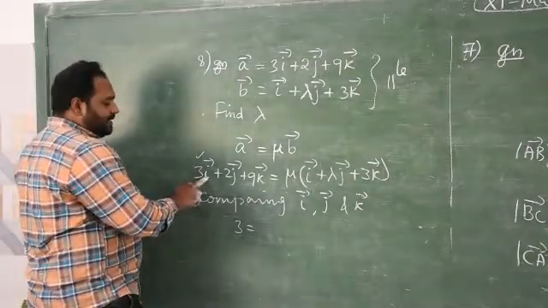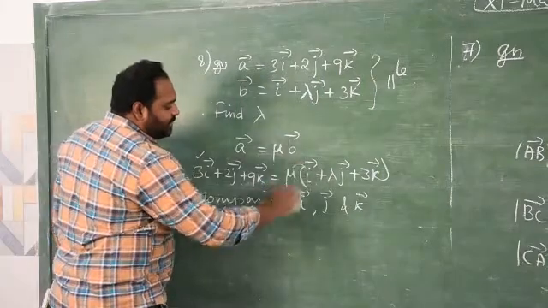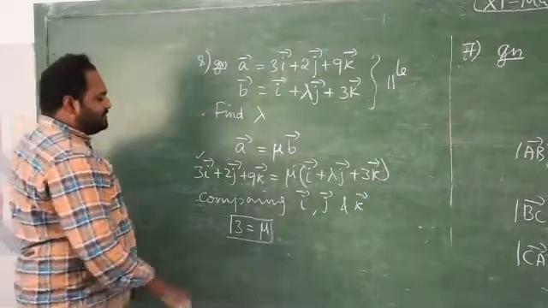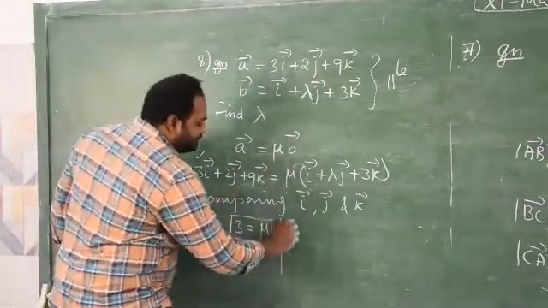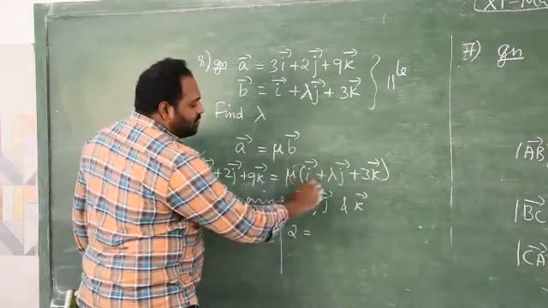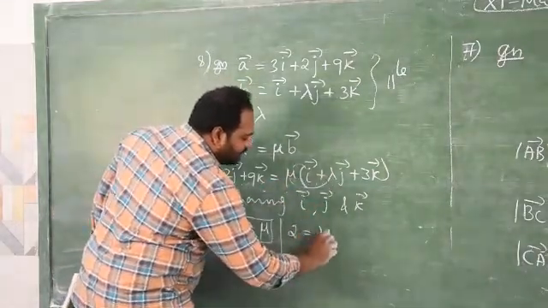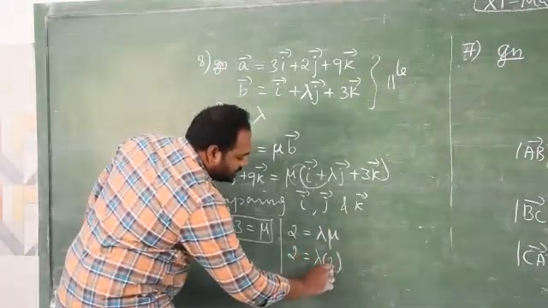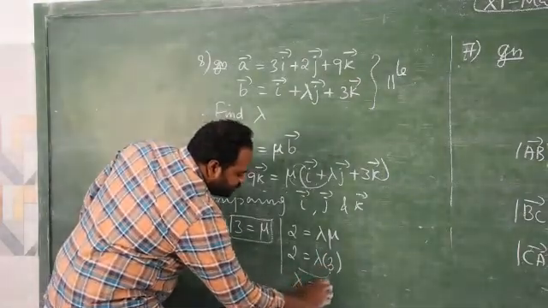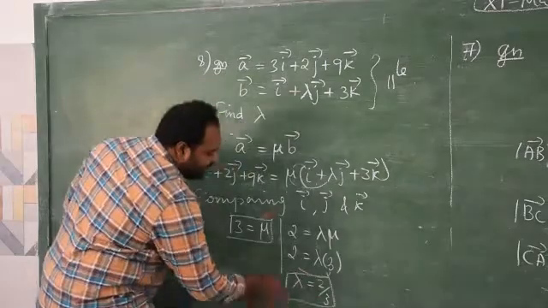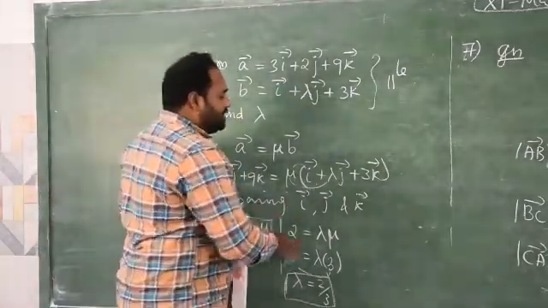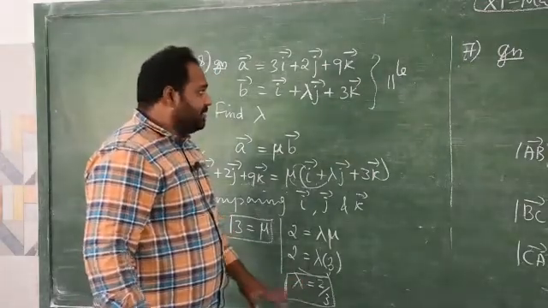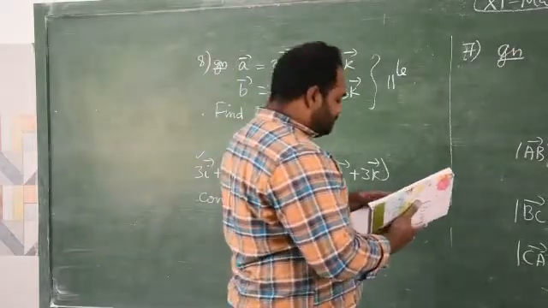What is the coefficient of i? Left hand side is 3, right hand side is mu. Directly we get mu equals 3. Next, comparing j: this side 2, this side lambda mu. We know mu is 3, so bringing it across, lambda equals 2 by 3. This is the required answer. The third comparison is not necessary because we already have the value of lambda, so we can stop here. It is also a very important problem.